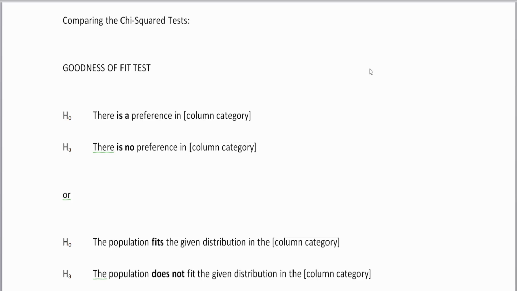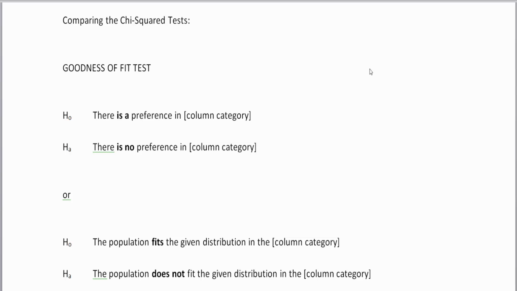So in this short video comparing the chi-squared tests, we are going to take a look at the main differences, which is going to be talking about the type of test that we actually use on our calculator, but also the subtle differences in the null versus alternative hypothesis.